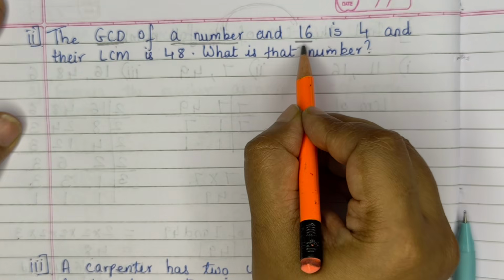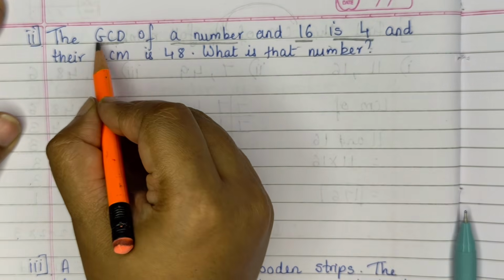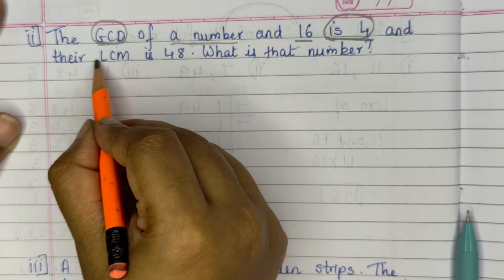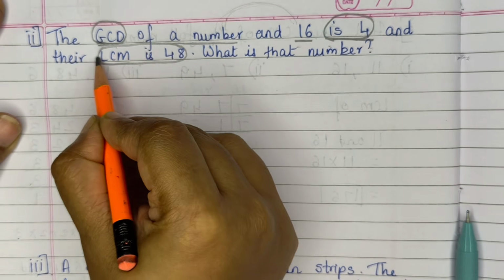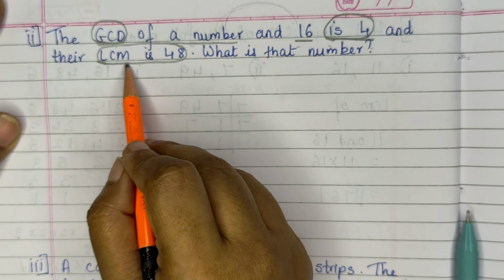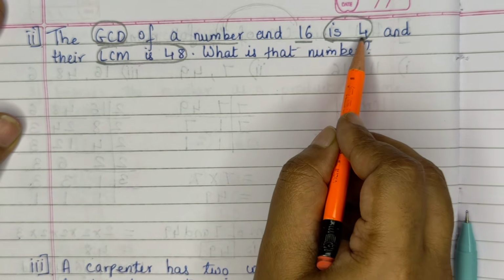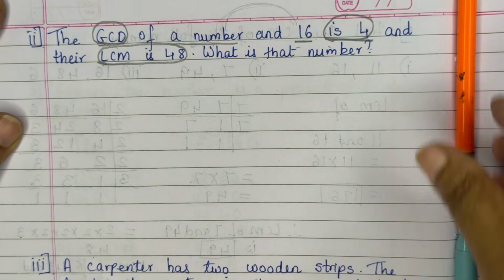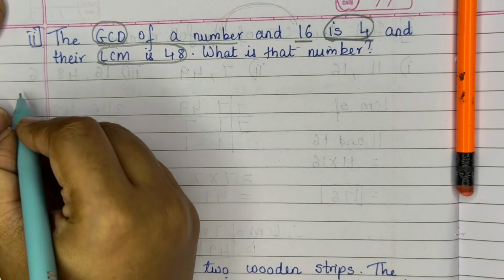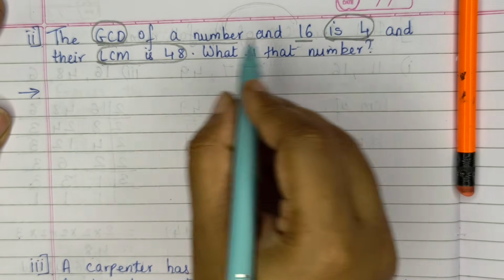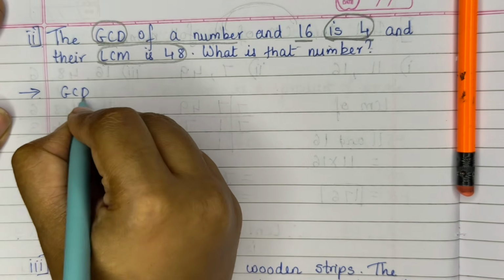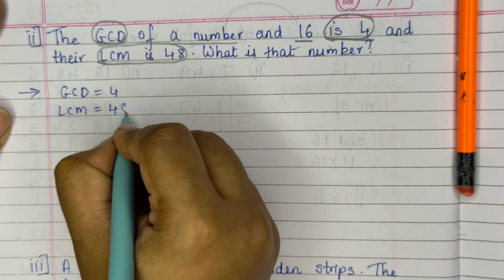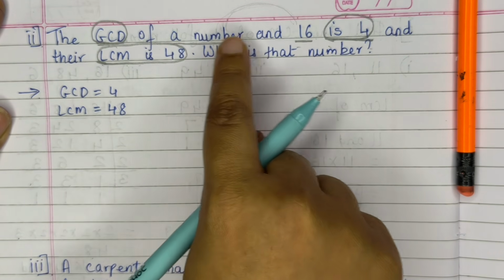GCD is 4 and LCM is 48. Okay, understand the question. So first I am writing what is given. GCD is 4, LCM is 48. Now see, a number and another number.